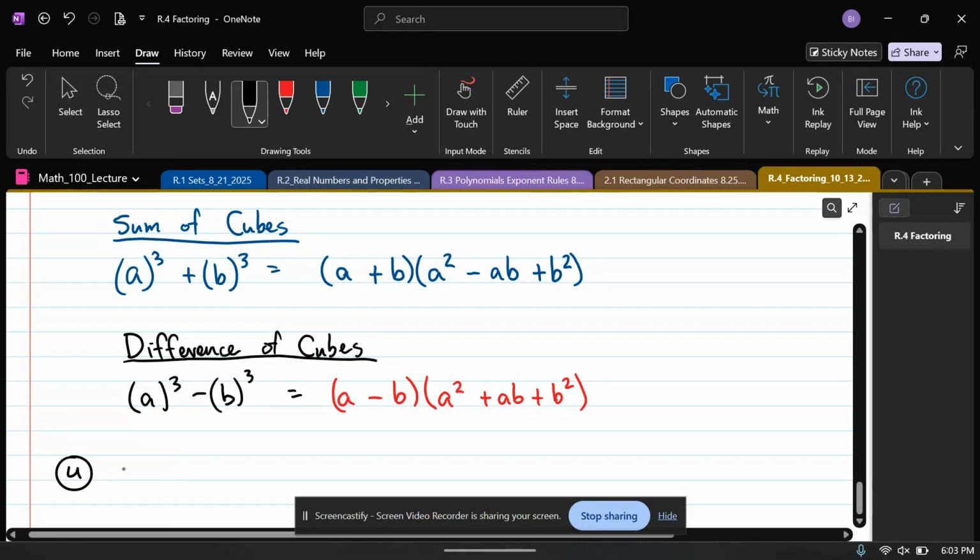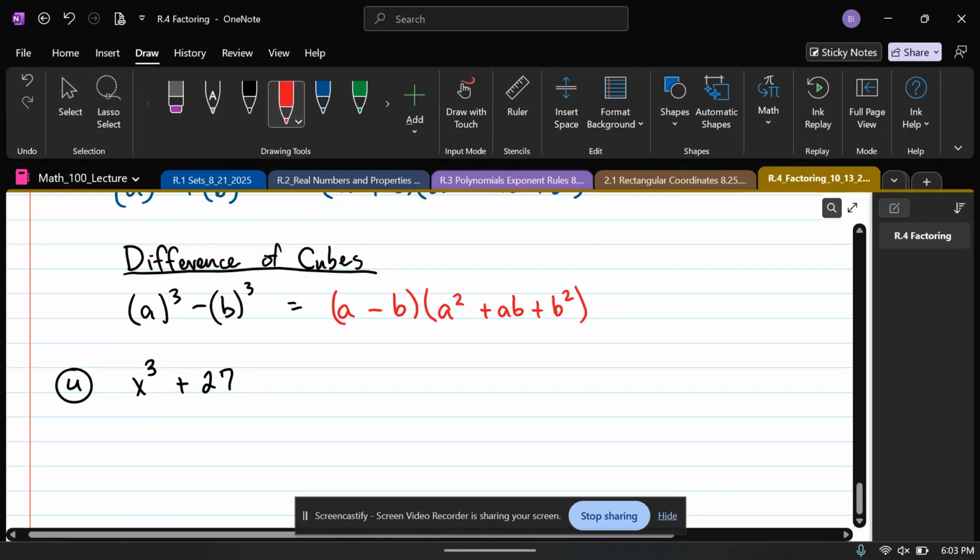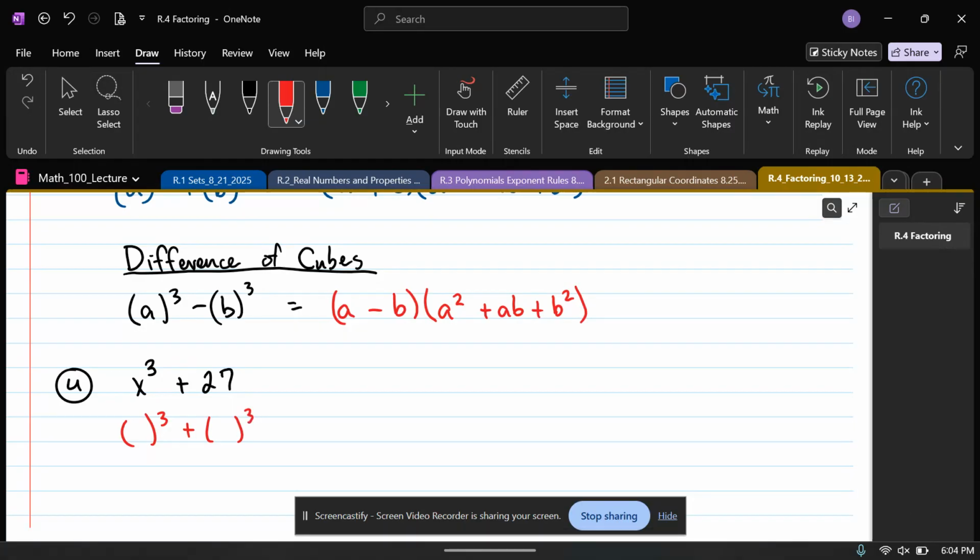I don't know. Let's do x cubed, sorry, plus 27. Okay, we're going to factor that. Same instructions that we've been doing the whole night, factoring that. So I'm going to rewrite it as x cubed, and then what cubed is 27? Can't be real big because cubes, yeah, 3 times 3 is 9 times another 3 is 27. So it's 3 cubed.